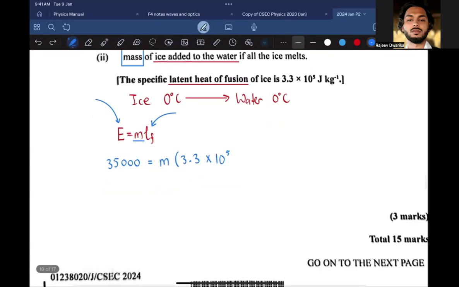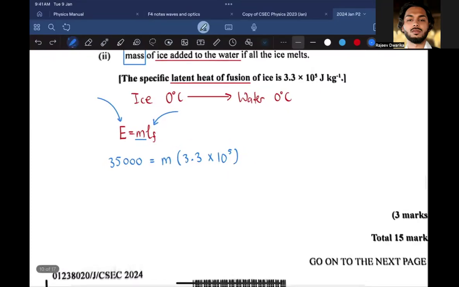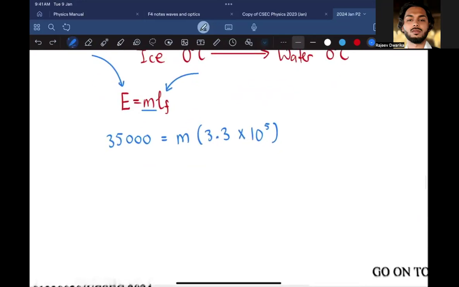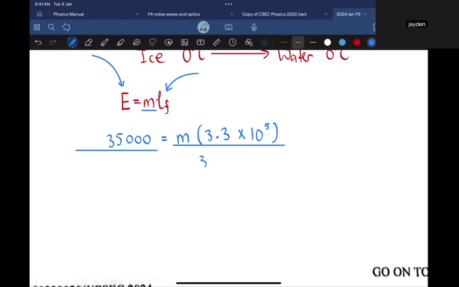And so Justin, it is the same concept. I have mass multiplied by this. So if I wanted to find mass, what would I have to do on both sides? So divide. I'm gonna divide by what? I don't want anything to be by the M. So I have this whole thing being multiplied by the M. So I have to divide by what on both sides? 3.3 by 10 to the 5.